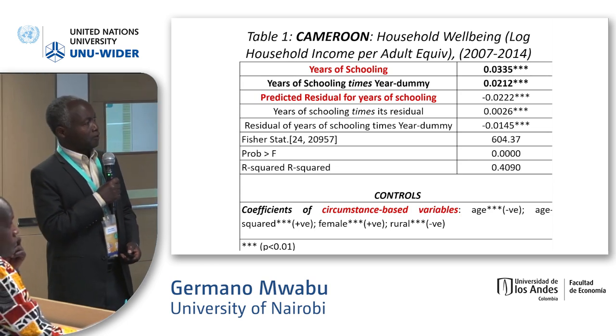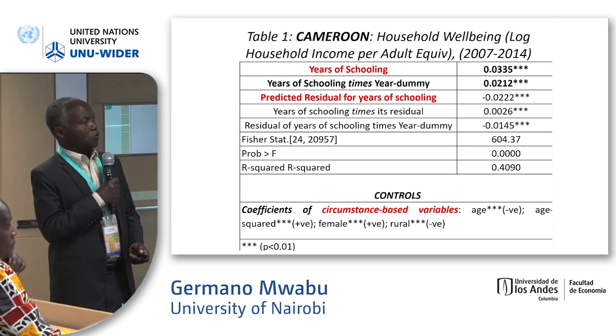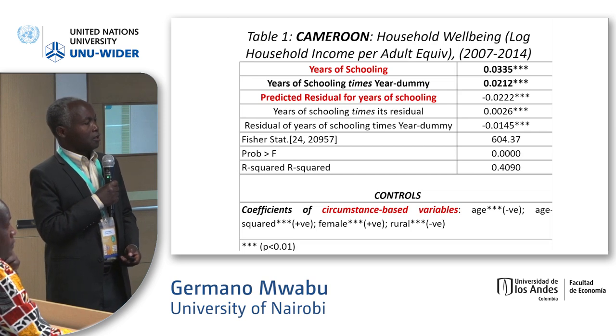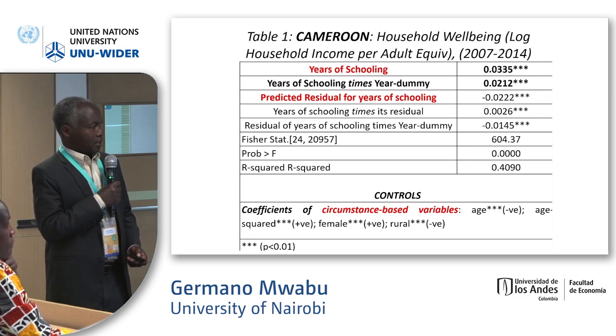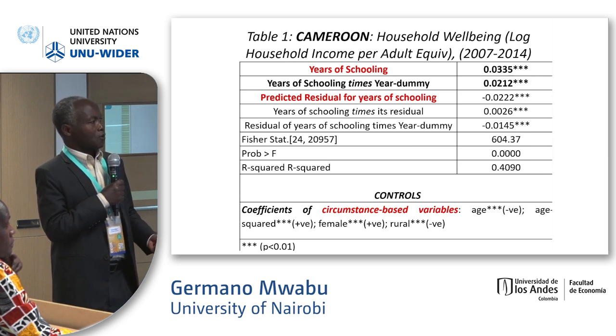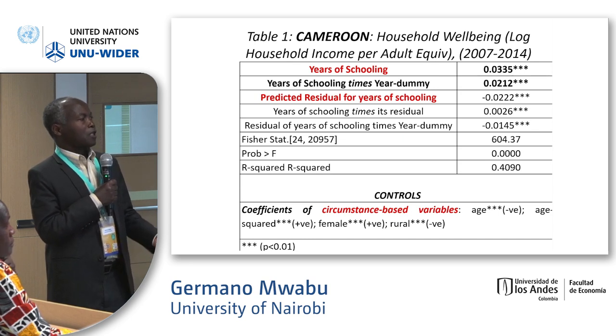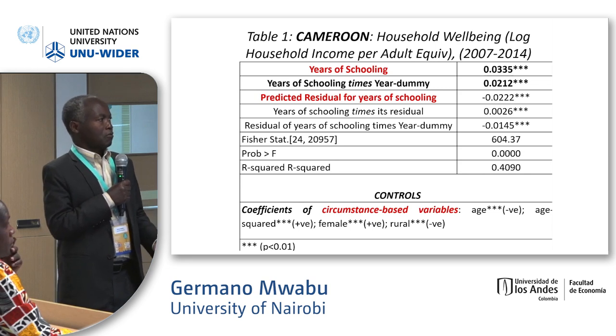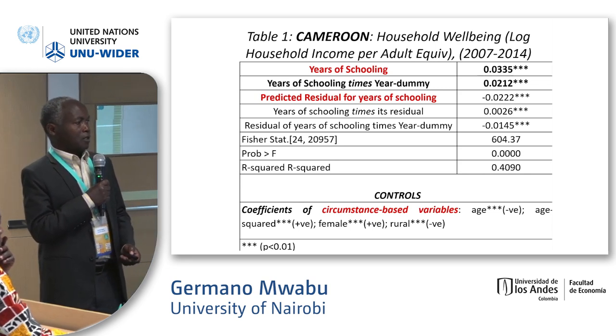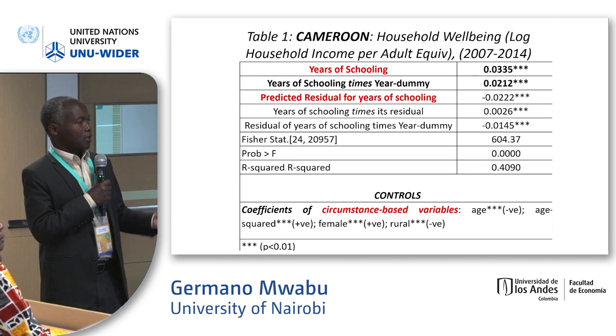So for people with schooling, a year of schooling, in this case for Cameroon, increases per capita income by about 3.4%. And we also emphasize that the omitted variables which interact with schooling, which affect the per capita income, actually tend to reduce the effect of schooling. Okay, so that's actually the main point in this table.